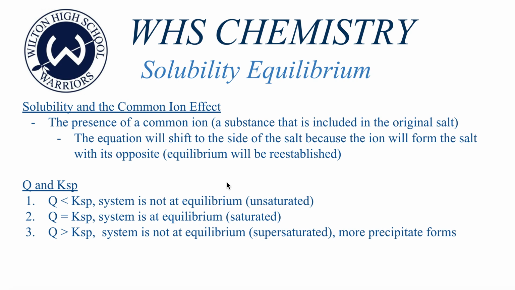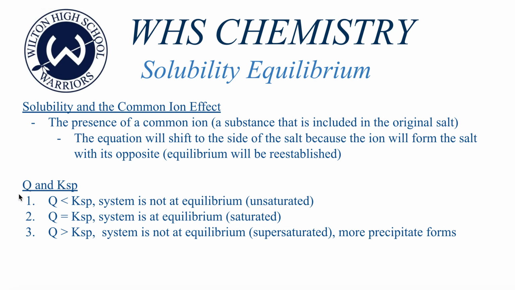So solubility and the common ion effect. So the presence of a common ion, which is a substance that is included in the original salt, when that is put into solution, the equation will shift to the side of the salt because the ion will form a precipitate with its opposite. So for example, if you add a cation, it's going to form into the salt with the anions that are in solution. So eventually equilibrium will be reestablished, however.